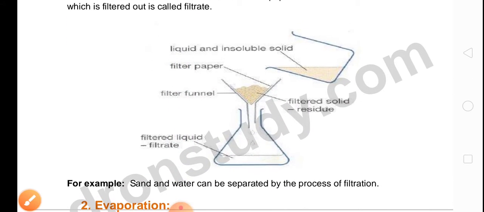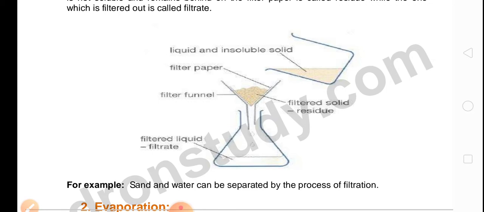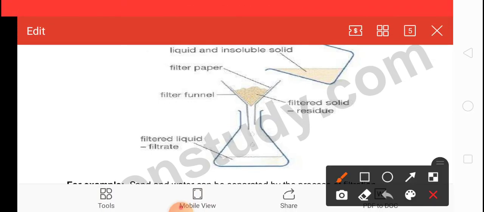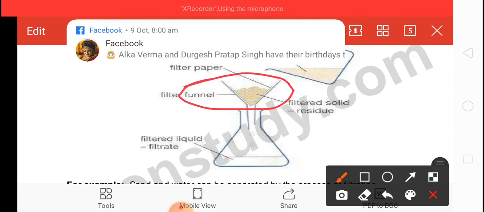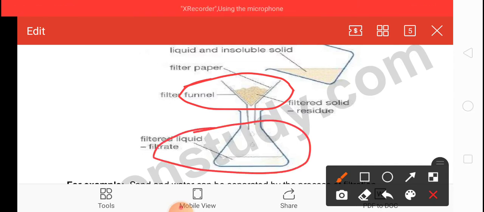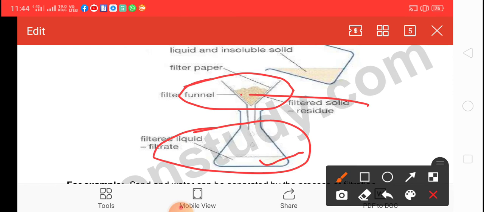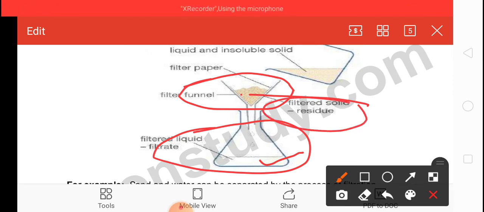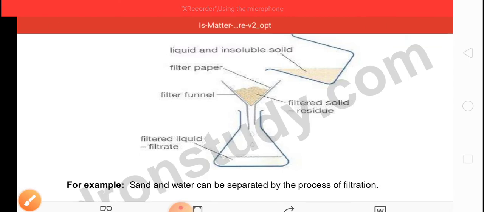You can see this figure: liquid and insoluble solid. We use a funnel and filter paper. We put filter paper in the funnel, and this is the conical flask. This is the filtrate, and this is the residue. Residue means the material which remains behind in the filter paper.